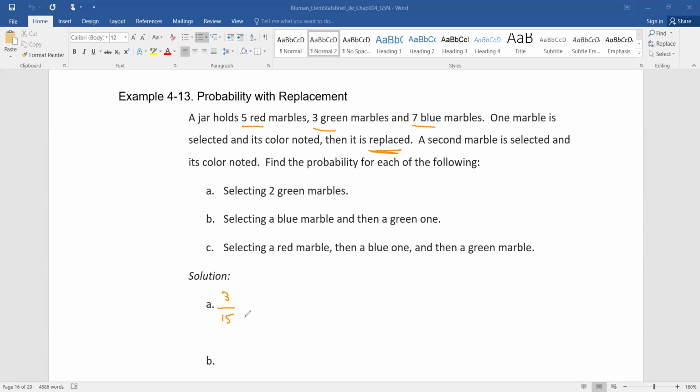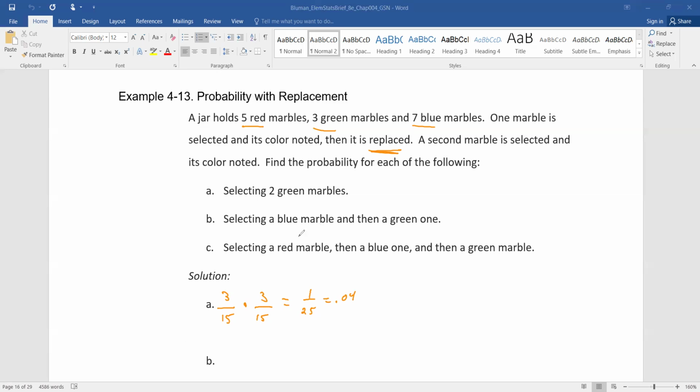But the fact that I'm taking this green marble and putting it back in the bag, I would still have 15 marbles to choose from, and I would still have 3 green marbles to choose from. When you multiply that, you get 1 out of 25 in the calculator, which comes out to 0.04, or a 4% chance of selecting two green marbles with replacement.